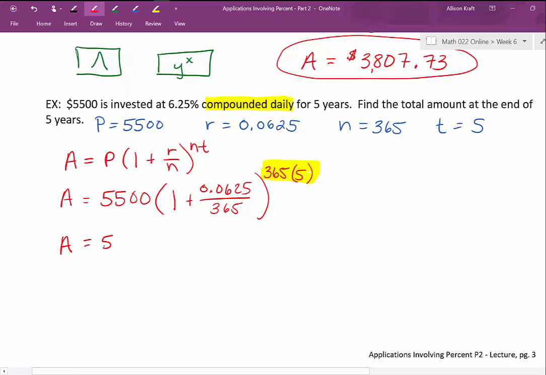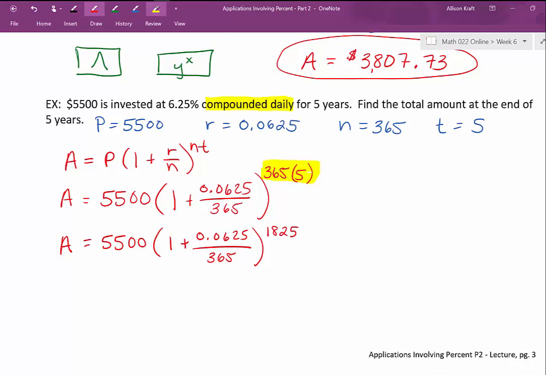A equals 5,500 times 1 plus 0.0625 divided by 365 raised to the 1,825th power. It's really important when you're plugging this into your calculator that you include these parentheses when you're typing it in.